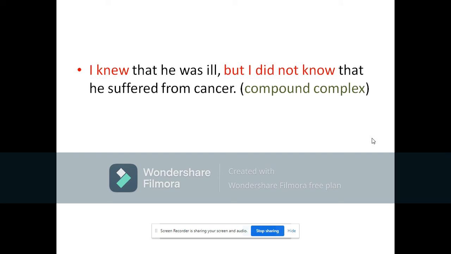I knew. It is a main clause. That he was ill. Subordinate clause. But I did not know. It is a main clause. That he suffered from cancer. Subordinate clause. So this sentence contains two main clauses and two subordinate clauses. It's a compound complex sentence.